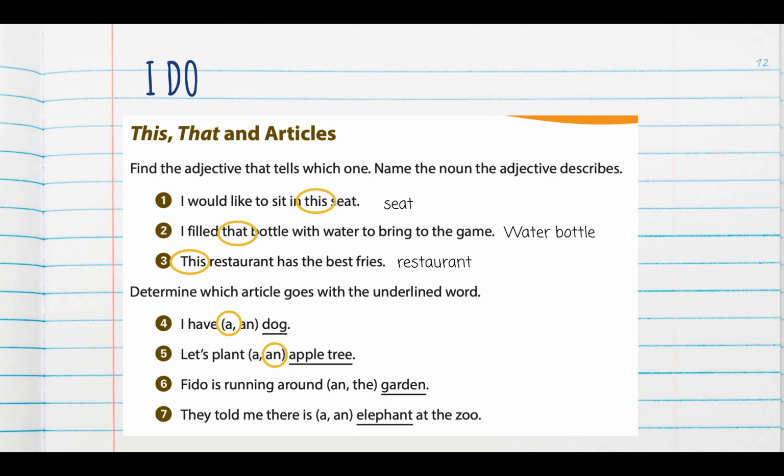Fido is running around an garden. Fido is running around the garden. I see that garden starts with a consonant, so an would not work here. We're going to use the article the.